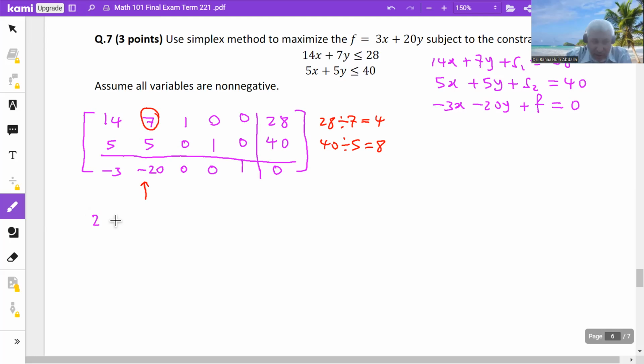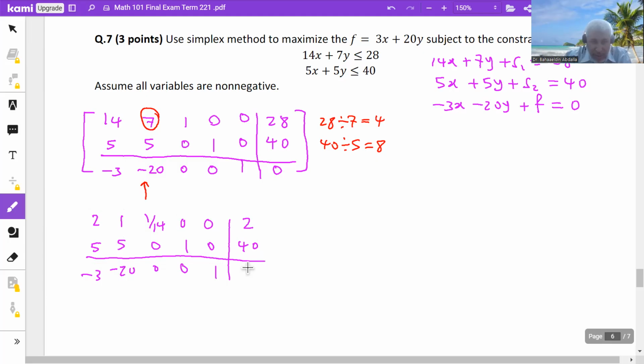So I'll have 14 divided by 7, 7 divided by 7, 1 divided by 7, 0, 0, 28 divided by 7 is 4. And then I will write the second row as this without any change, and then also the third row. Okay, and now the pivot element is 1. I need to use it to make these numbers below it zeros.